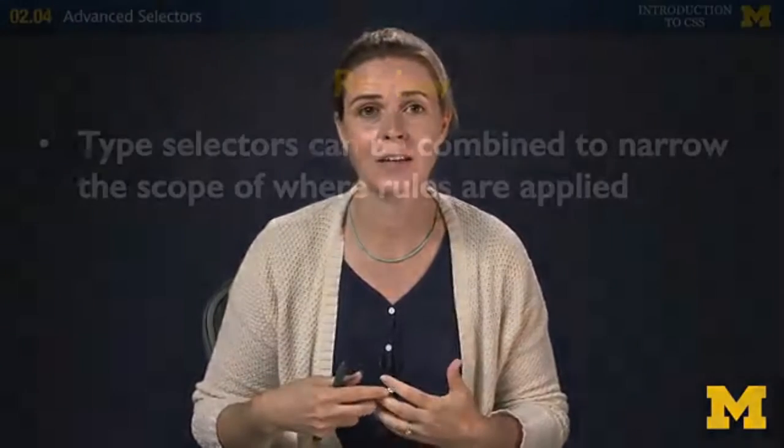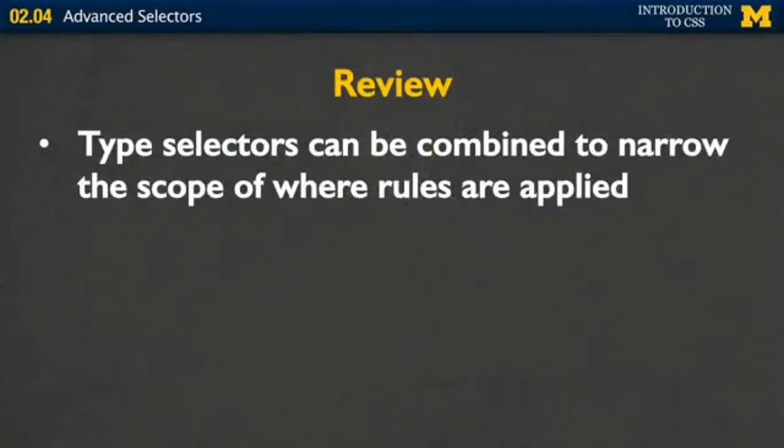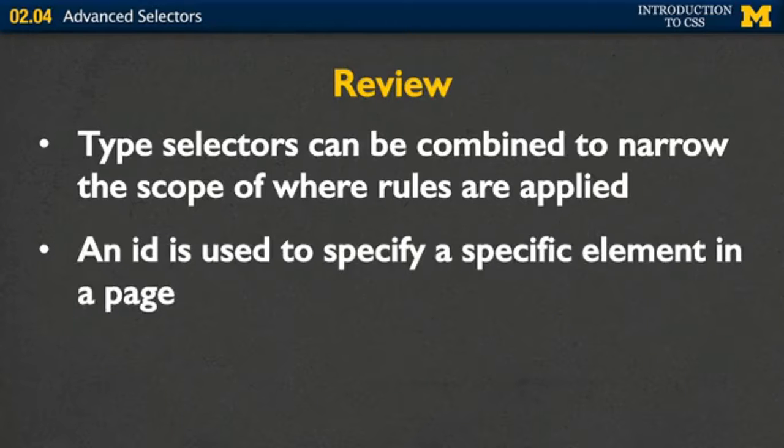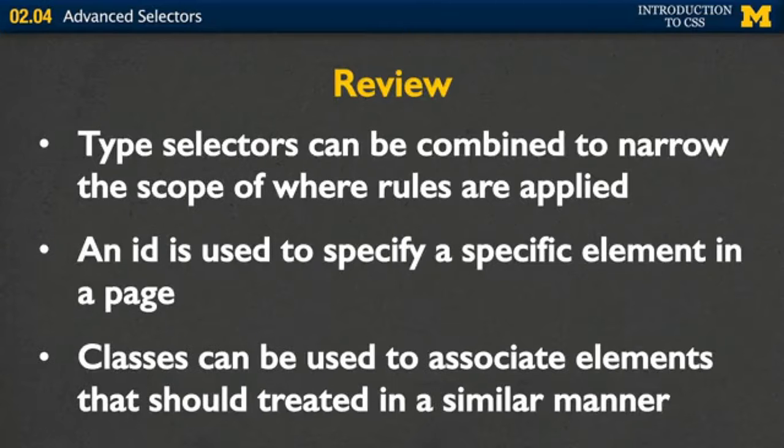All right, we've covered a lot, and I'm hoping I didn't overwhelm you with this video. I just want you to remember that the type selectors and the kind of things I'm going to have you do in this class are usually added to narrow the scope of where rules are applied. So we don't want to style everything, we only want to style certain things. An ID is used to specify a specific element in a page, and classes are used to associate elements that really tend to have a similar look.